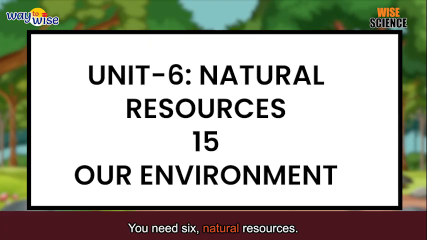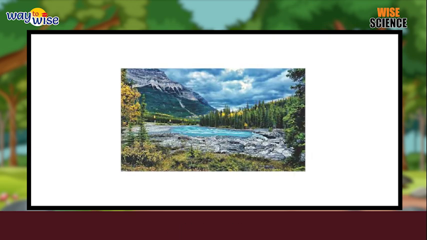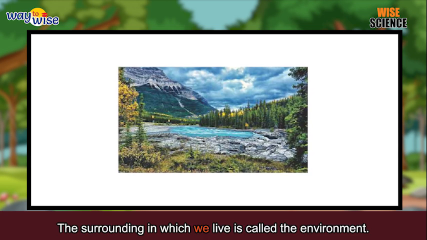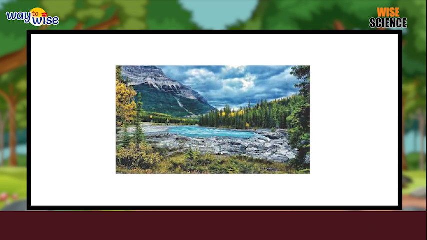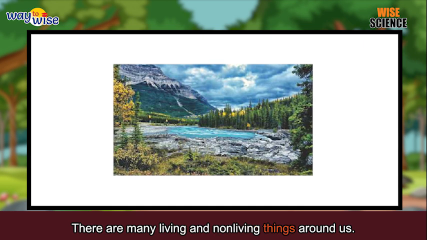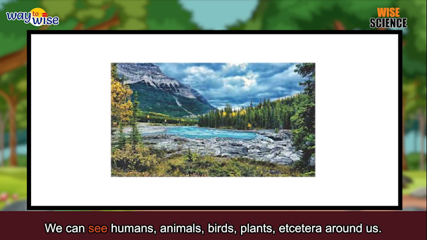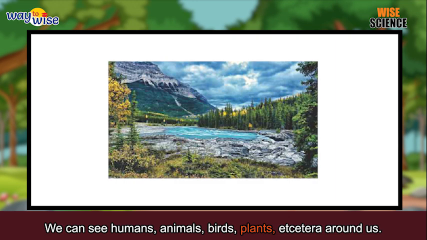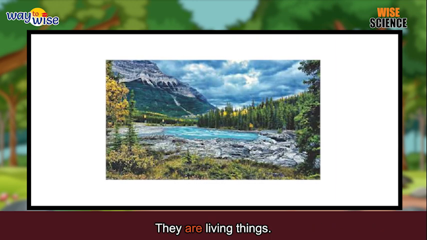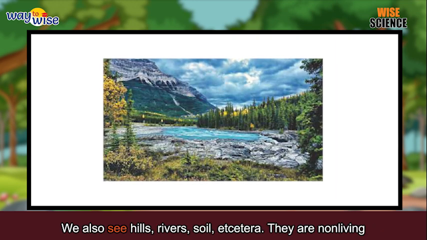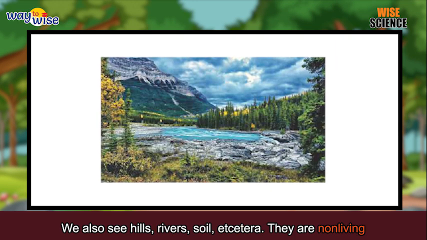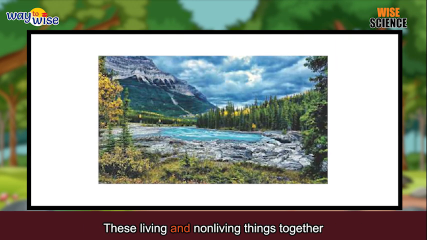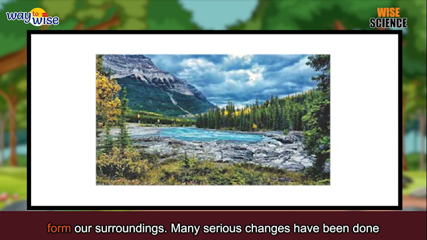Unit 6 Natural Resources. Chapter 15 Our Environment. The surrounding in which we live is called the environment. There are many living and non living things around us. We can see humans, animals, birds, plants, etc. around us. They are living things. We also see hills, rivers, soil, etc. They are non living things. These living and non living things together form our surroundings.